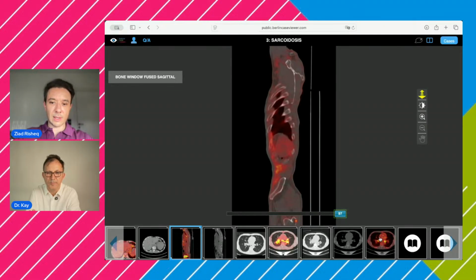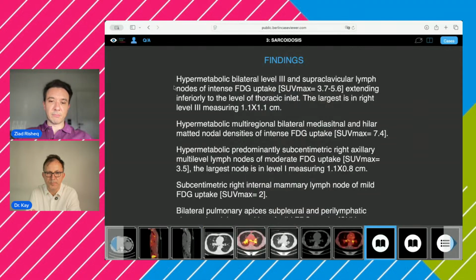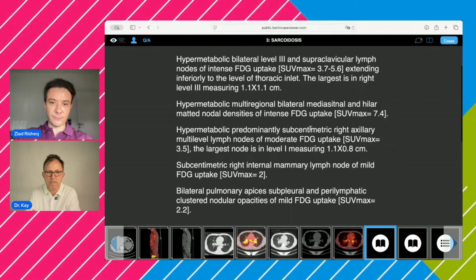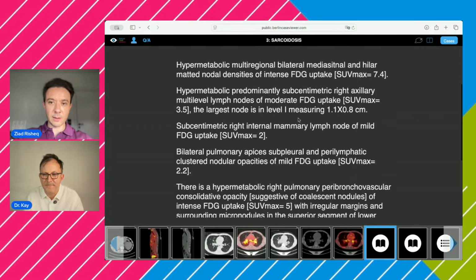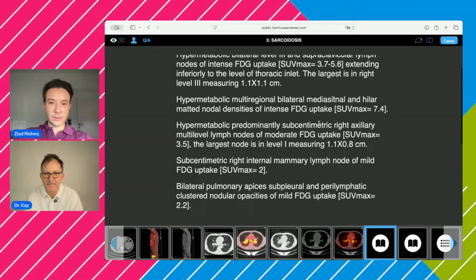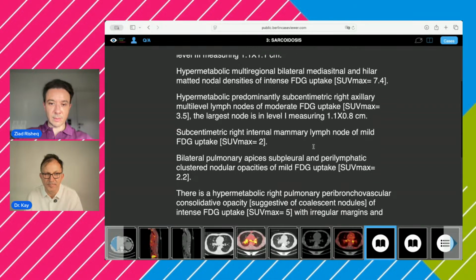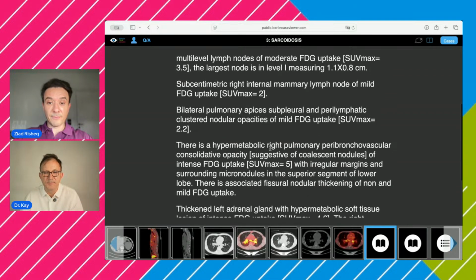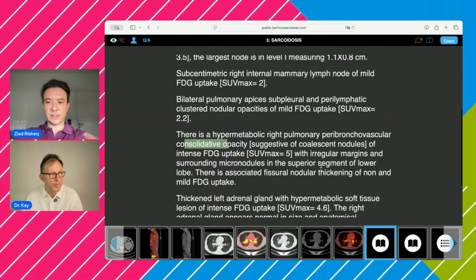So how do I describe this case? Basically, it is the same as I always do. You don't have to say always hypermetabolic, but this catches the eye of the referring physician. They always look for keywords, because they're not going to read the whole report. So we have supraclavicular lymph nodes, axillary, mediastinal, and hilar lymph nodes, and also internal mammary lymph nodes, and the pulmonary peribronchovascular consolidative opacities. It was showing intense uptake with irregular margins.